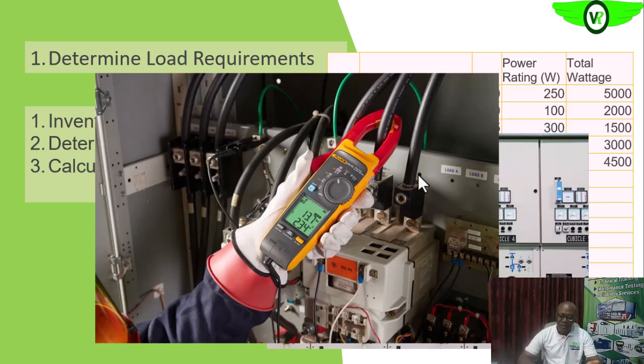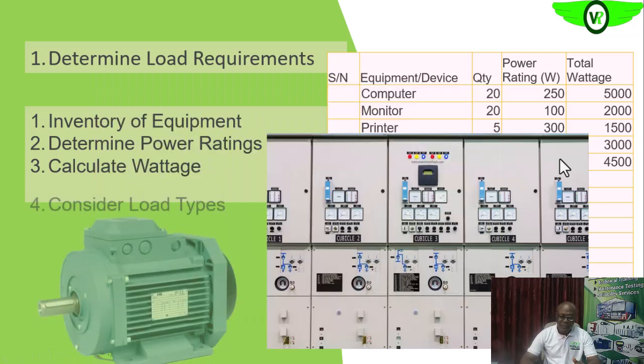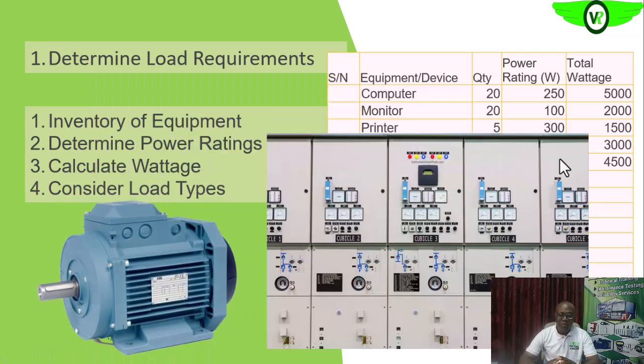Then you can also do that in your industrial facility. Take the current when all the loads are on, take the current on each phase and multiply it. Since it's three phase, multiply it with voltage and root 3 to give us the power rating. So now you have gotten the total wattage, that is the total power, the total load that you need to power with the generator.